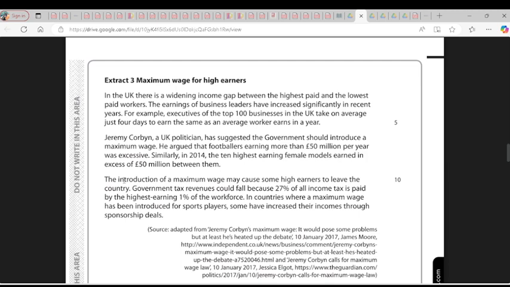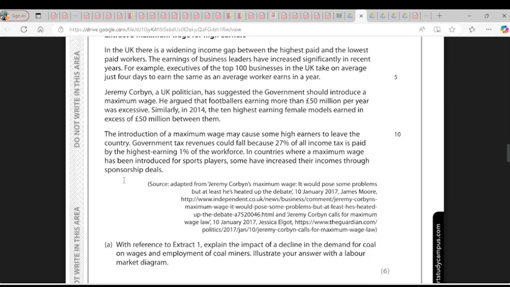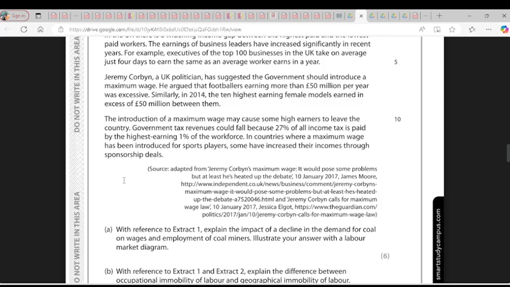He argued that footballers earning more than 50 million per year was excessive. Similarly, in 2014, the 10 highest earning female models earned in excess of 50 million between them. That is a positive statement because it's figures, you can trace it, you can check it. The introduction of maximum wage may cause some high earners to leave the country. Government tax revenue could fall because 27% of all income tax is paid by the highest earning 1% of the workforce. In countries where a maximum wage has been introduced for sports players, some have increased their incomes through sponsorship deals.